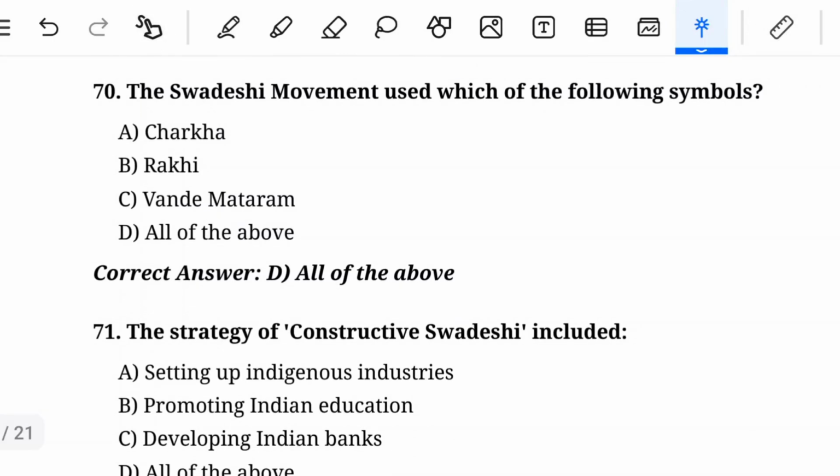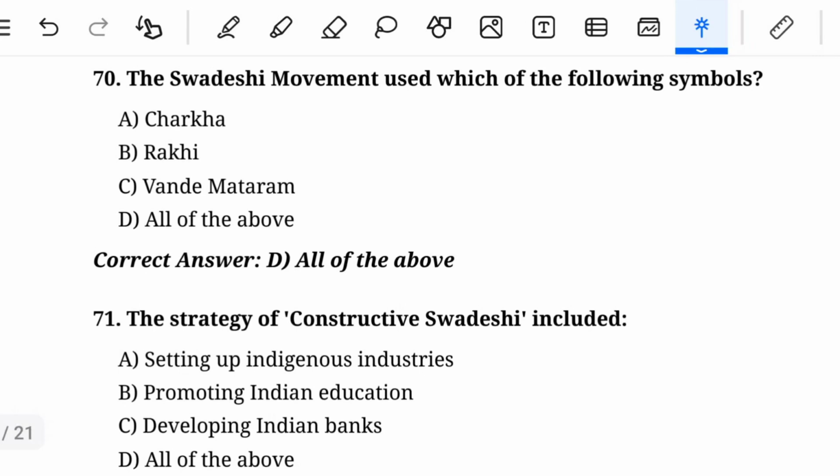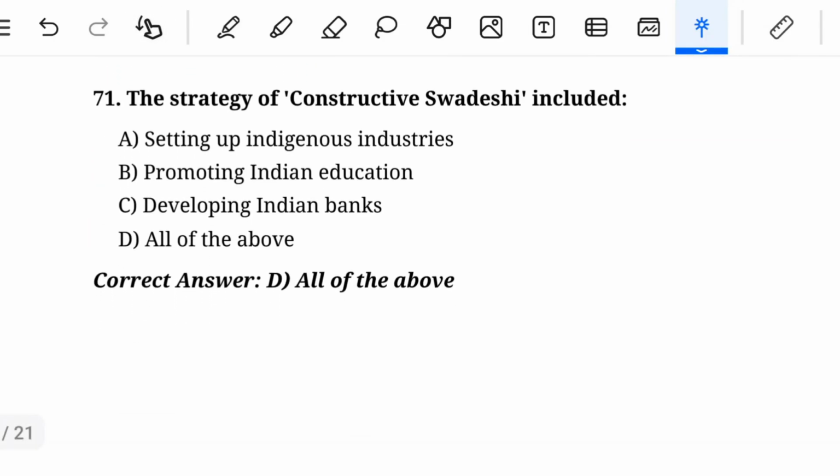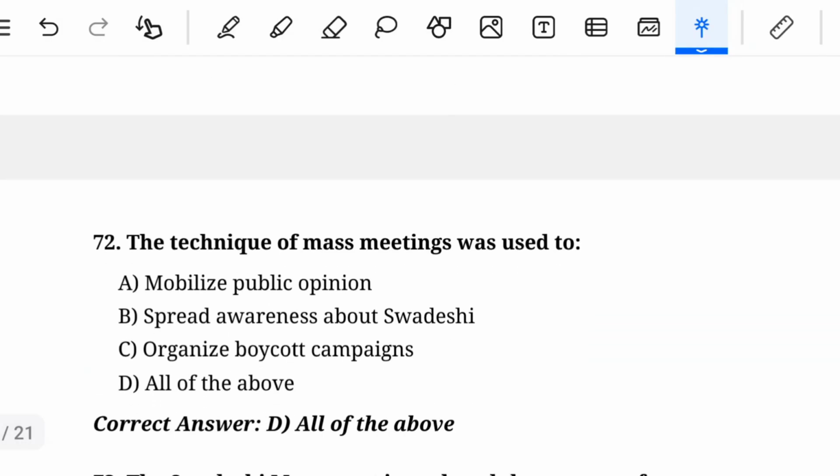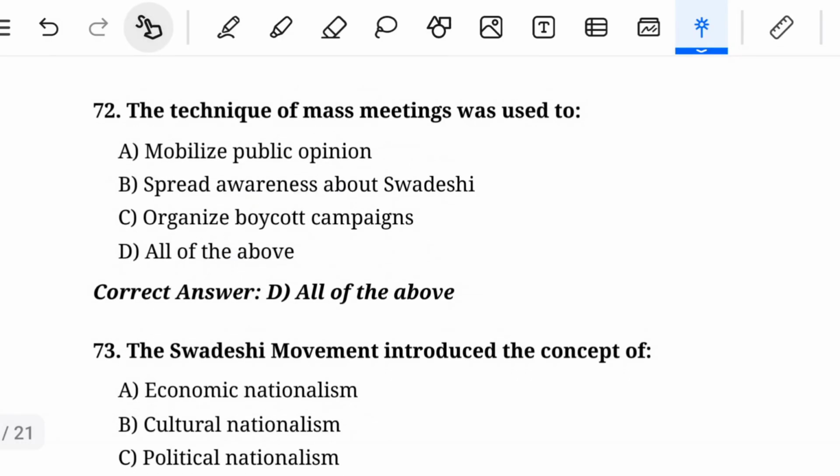70. The Swadeshi movement used which of the following symbols? A. Charkha, B. Rakhi, C. Vande Mataram, D. All of the above. Correct answer, D. All of the above. 71. The strategy of constructive Swadeshi included: A. Setting up indigenous industries, B. Promoting Indian education, C. Developing Indian banks, D. All of the above. Correct answer: D. All of the above.